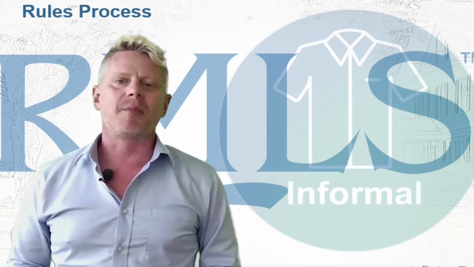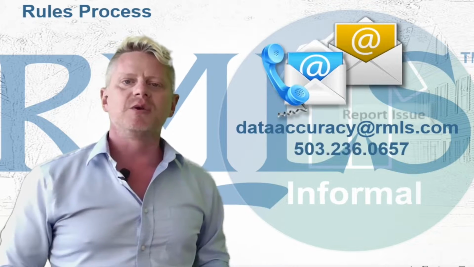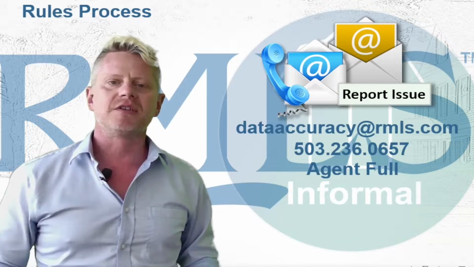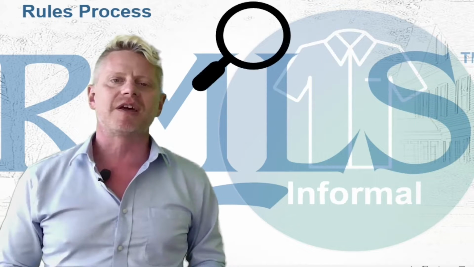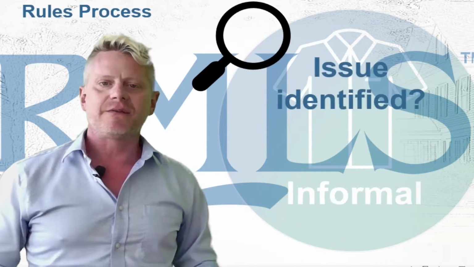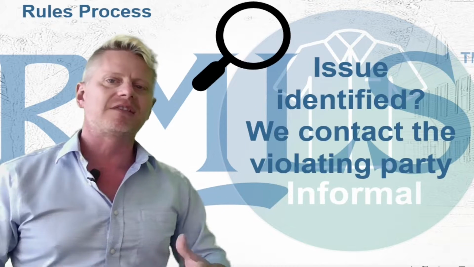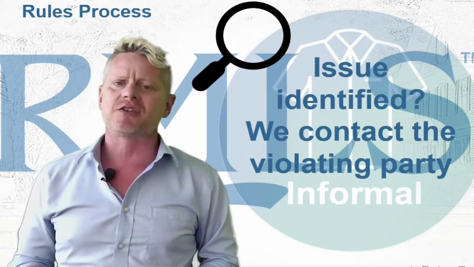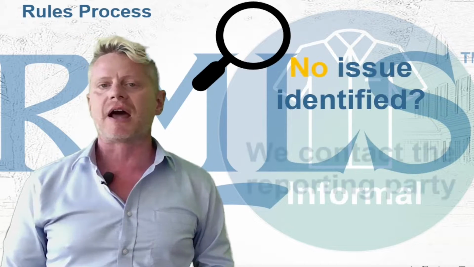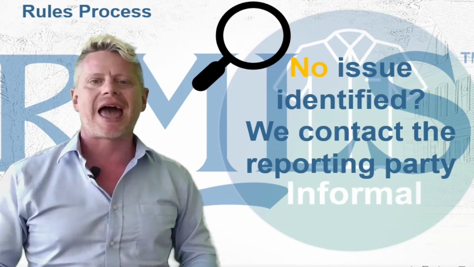These are reported to RMLS either through email to data accuracy, a phone call, or using the report issue button on the agent full report. Regardless of the way you report these issues to us, once reported, it starts the investigation process and our data accuracy team will review what's being reported. If they discover there is an issue that needs to be remedied, they will reach out to the violating party and let them know that there is something that they need to pay attention to. If, however, after their investigation they discover that there is no issue identified, they'll reach back out to you, the reporting party, and let you know that there is no violation and why.